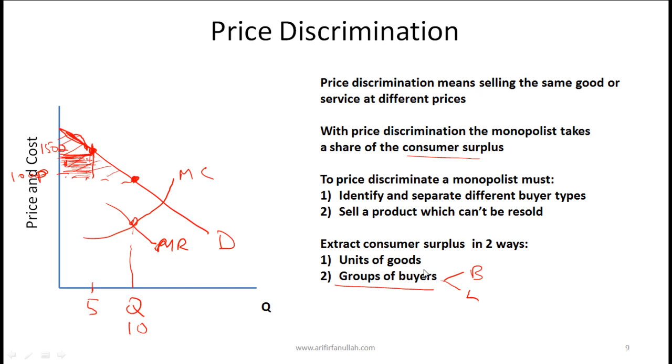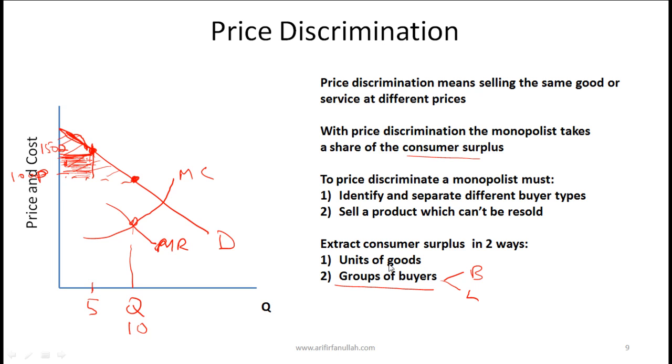different prices. With units of goods, the classic example is volume discounts or bulk discounts. The same product is sold, but if a consumer buys a small quantity, he pays a high price. If he buys a large quantity, he pays a low price. So that's an example of price discrimination with units of goods.